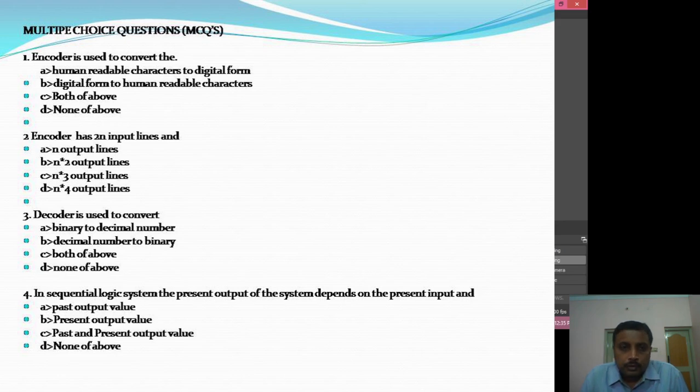Coming to the fourth question: in a sequential logic system, the present output of the system depends on present input and past output value, present output value, past and present output value, none of the above. In the sequential logic slide, I have already explained that the system depends on present input and past output values. So the answer is A. The past output values would be from the memory.